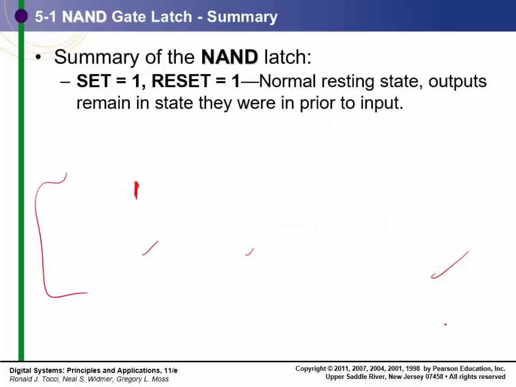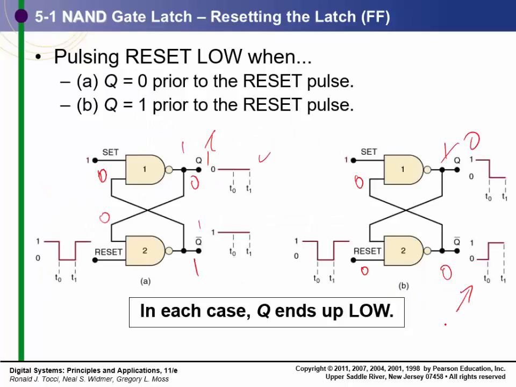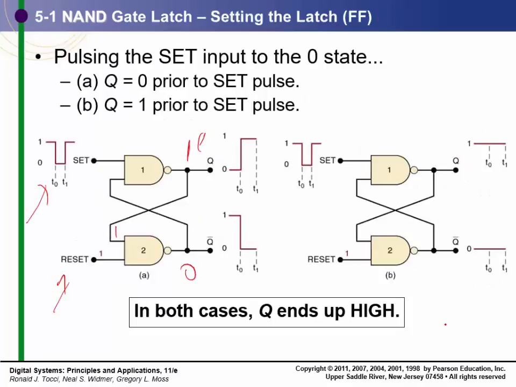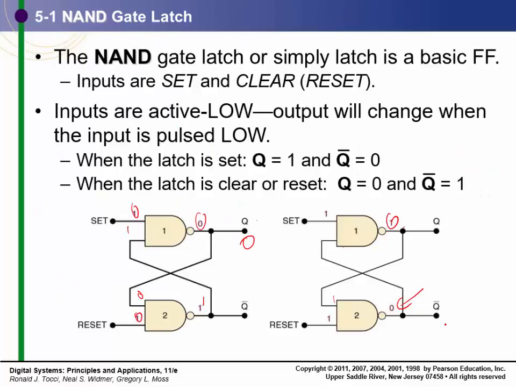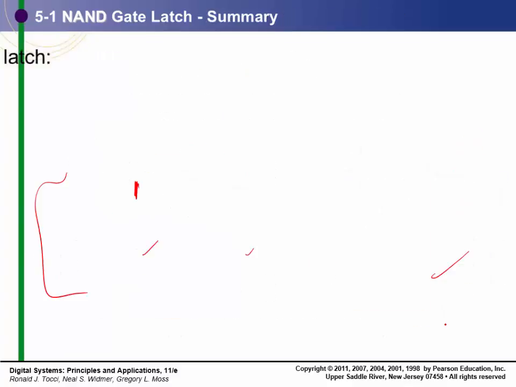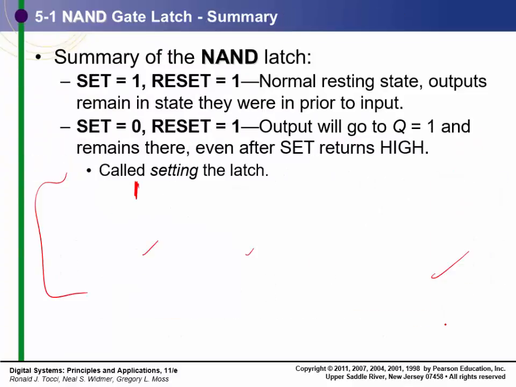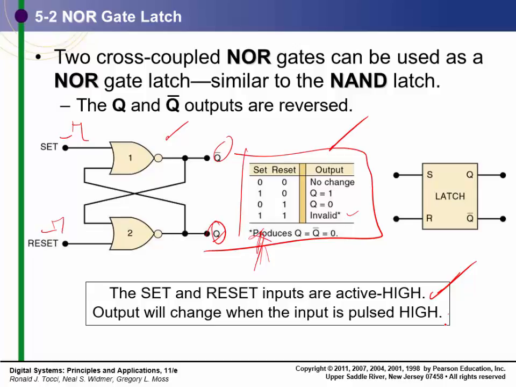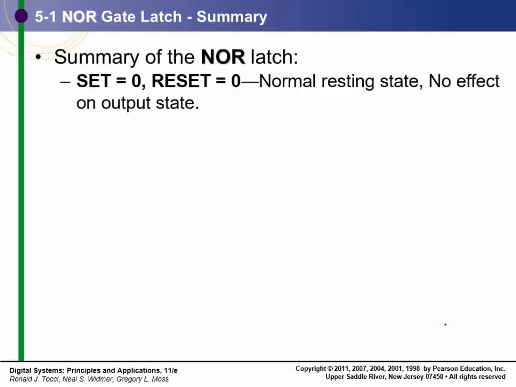The first one is active low. This circuit here is active low. So we've got two different versions of the SR flip-flop. One is the NAND, which uses active low, and then the NOR, which is active high.